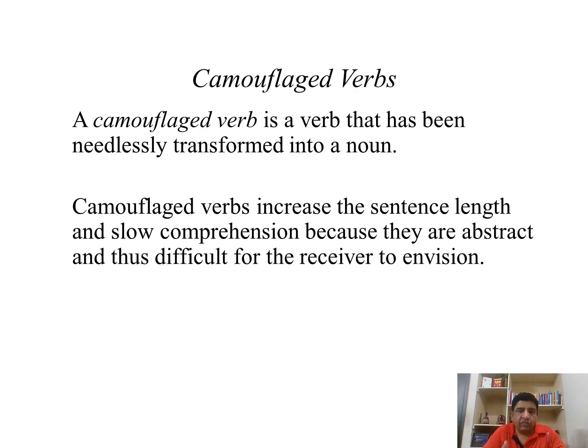Another principle for effective sentence construction is avoiding the use of camouflaged verbs. Now, what are camouflaged verbs? A camouflaged verb is a verb that has been unnecessarily or needlessly transformed into a noun. Camouflaged verbs increase sentence length and slow readers' comprehension because they are abstract and thus difficult for the receiver to envision. Take an example.